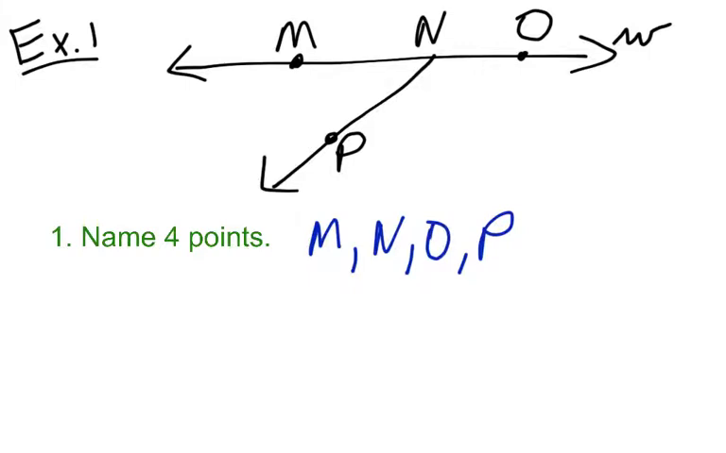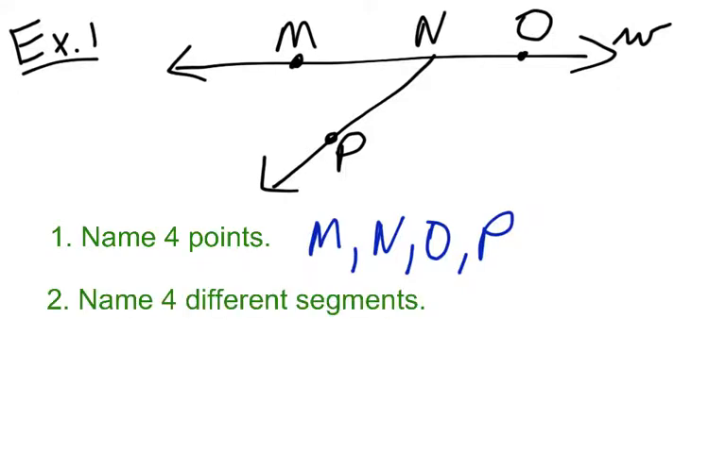Second question. Can you name 4 different segments? That means representing different line segments. Think about that. What are 4 different segments there? Now let's talk about them.